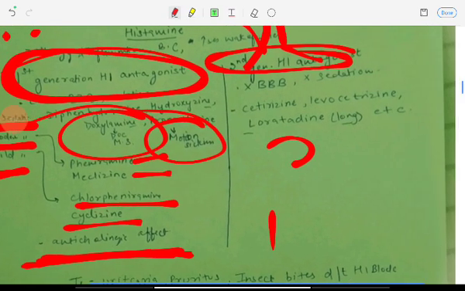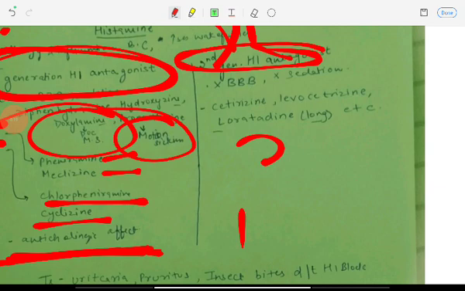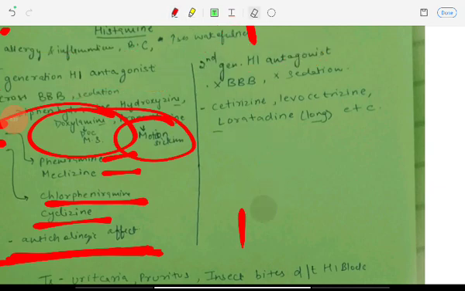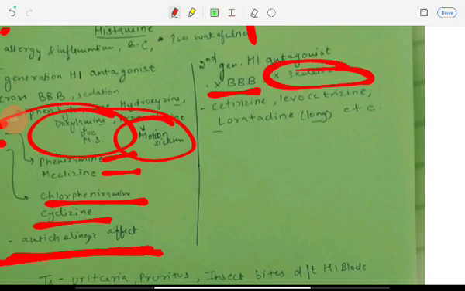Now let's talk about the second generation H1 antagonists. They are not able to cross the blood brain barrier because they have different chemistry. Hence they do not lead to sedation or sleepiness, because they are not able to cross into the brain, as simple as that. Examples are cetirizine, levocetirizine, and loratadine. Loratadine is basically long acting, etc.